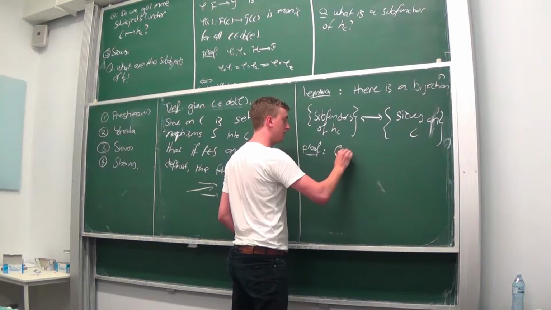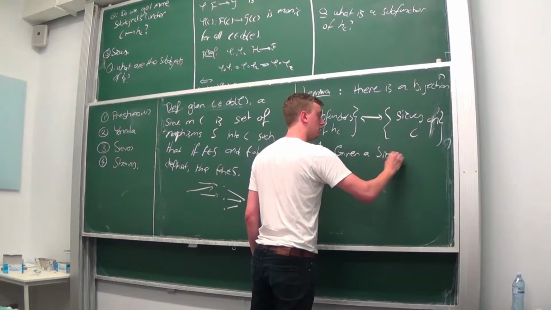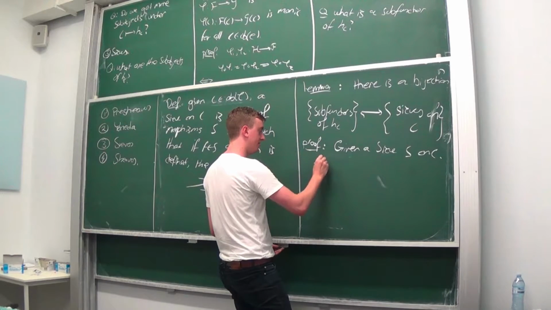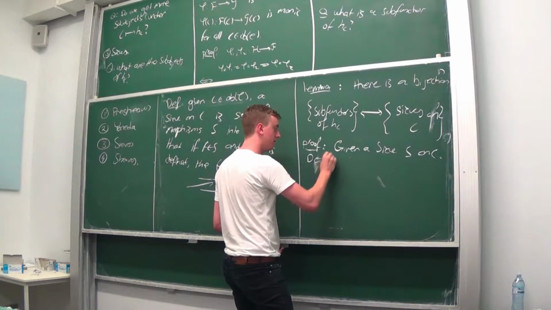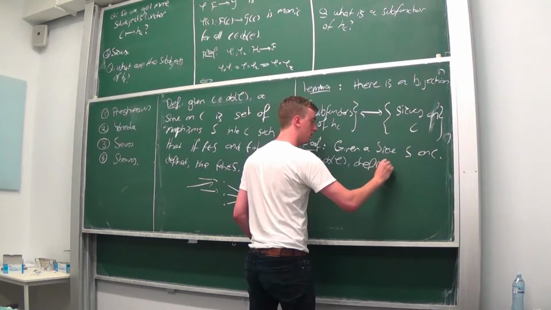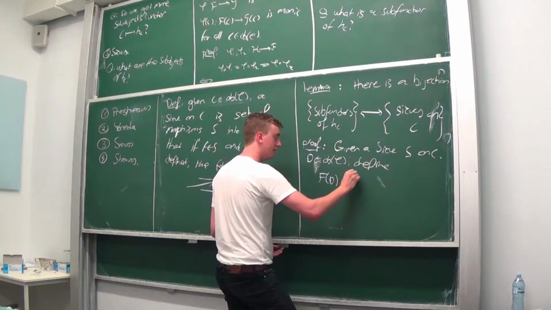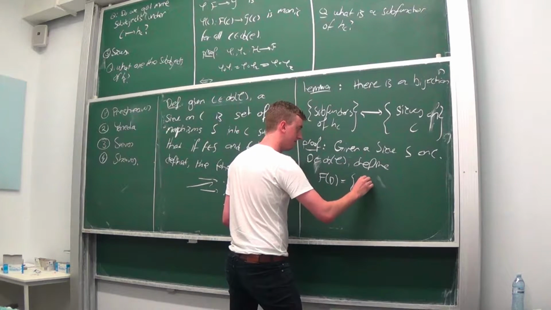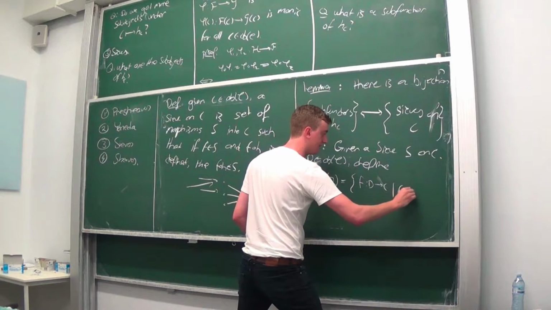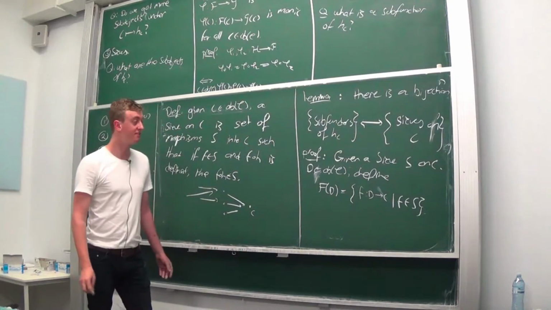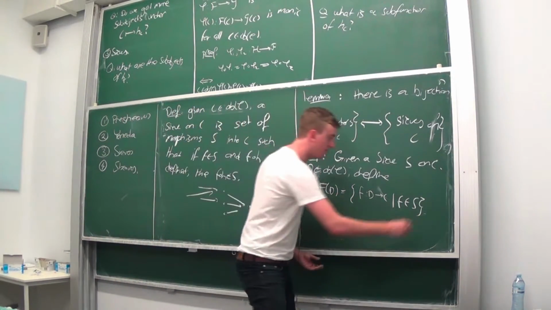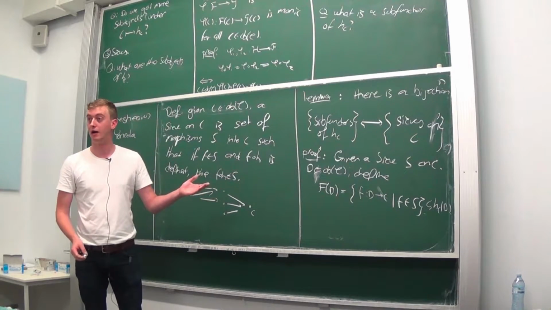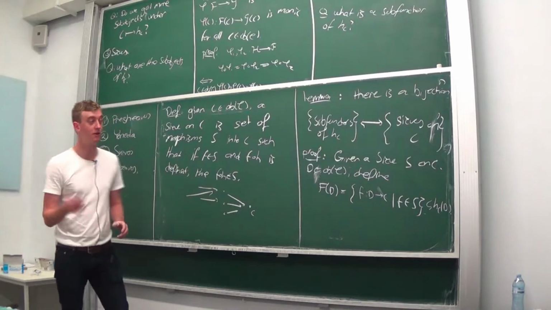So first, we'll take a sieve S on C, and we can define F, D as just an object. We define F of D to simply be those f from D to C, such that f is in S. Right? So this is a subset of all the morphisms from D into C. So this is certainly going to be inside HC of D. And this inclusion holds for all objects D. So this is a subfunctor. Right? So that's one direction of this bijection.